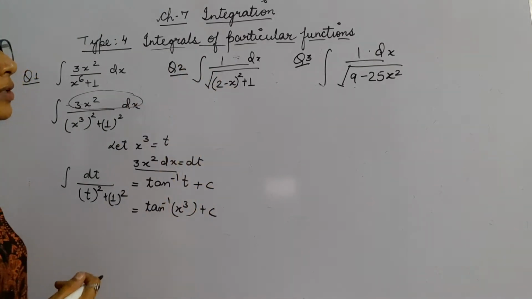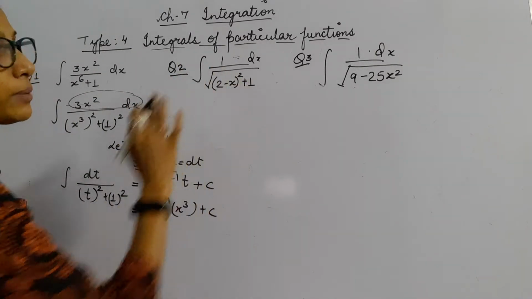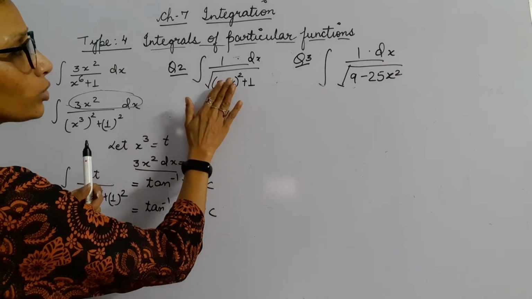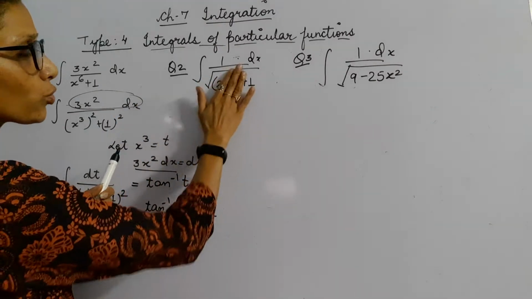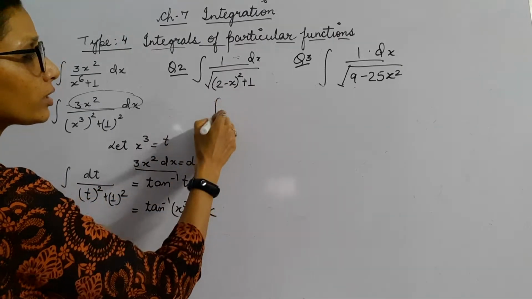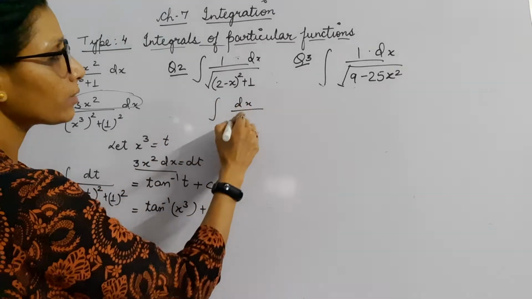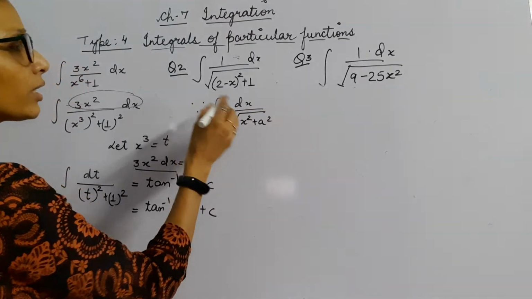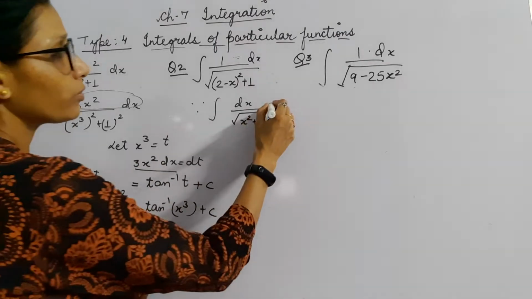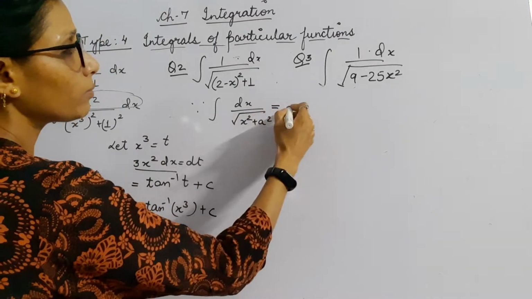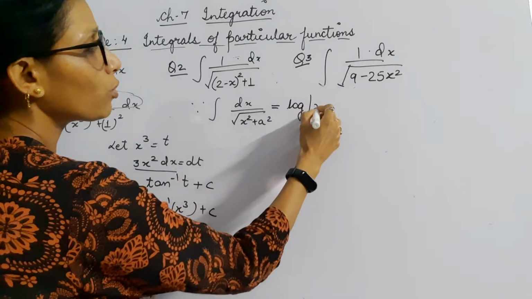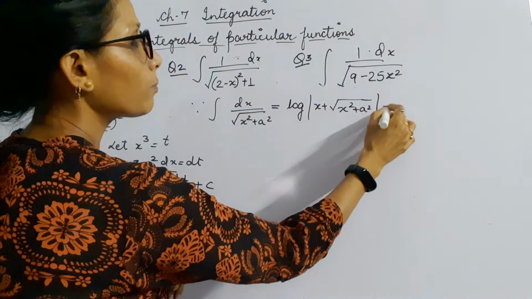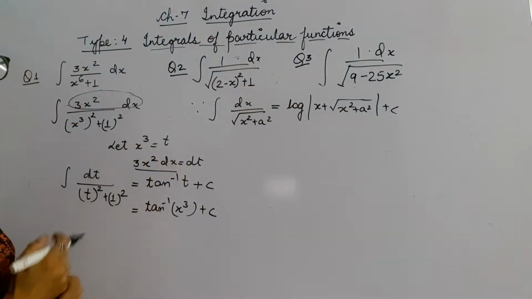Let's see this question, children. Here this is already given in perfect square. So I will be just taking it as under root a square plus x square plus a square. So this is the formula for dx upon under root x square plus a square. Since this is the formula I am writing, revise the formula with me. This will be log of mod x plus under root x square plus a square plus c.